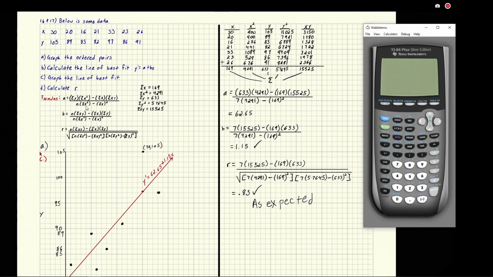And then again, we have sum of x squared, and then minus. Now this one in the parentheses is just sum of x. It's not sum of x squared like this one. In the parentheses, all that there is sum of x. So we put the sum of x there, and the square goes on the outside.